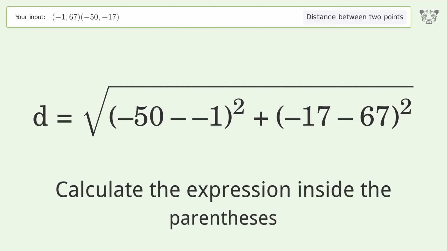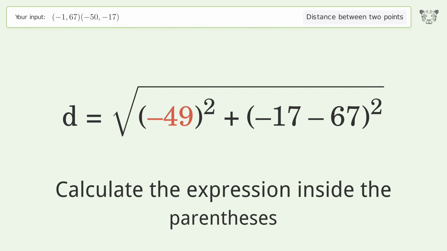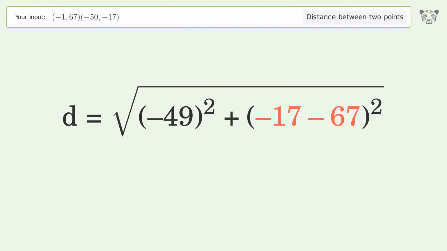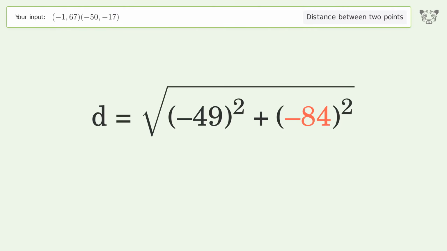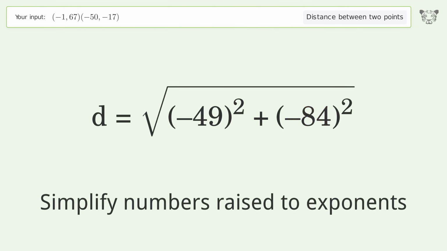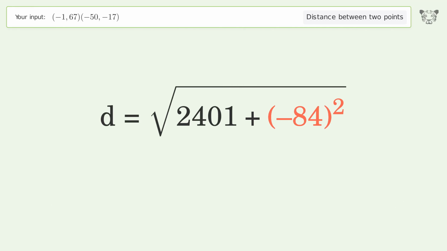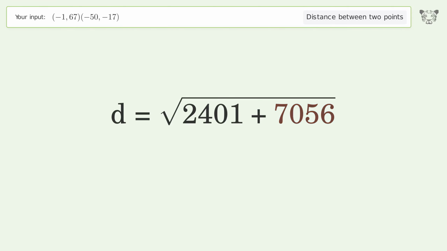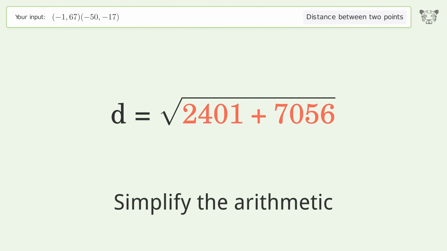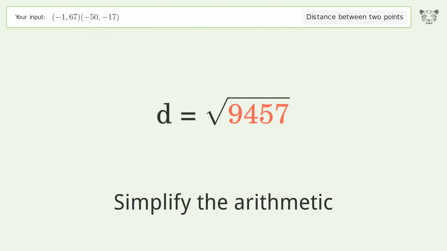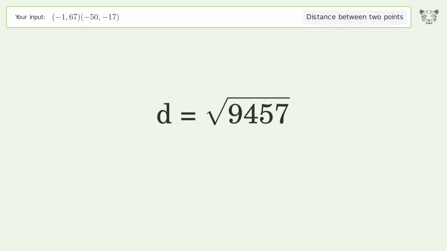Calculate the expression inside the parentheses. Simplify numbers raised to exponents. Simplify the arithmetic. And so the distance between the 2 points is the square root of 9,457, or 97.247.